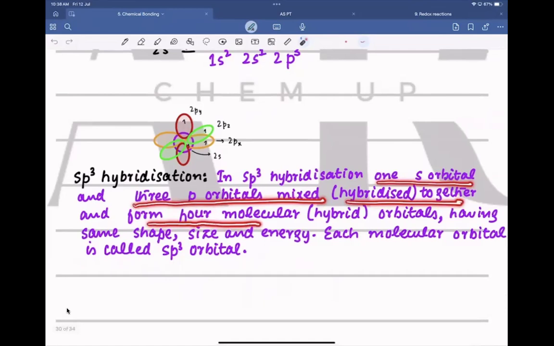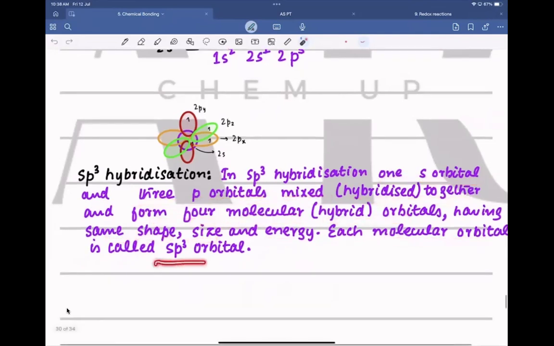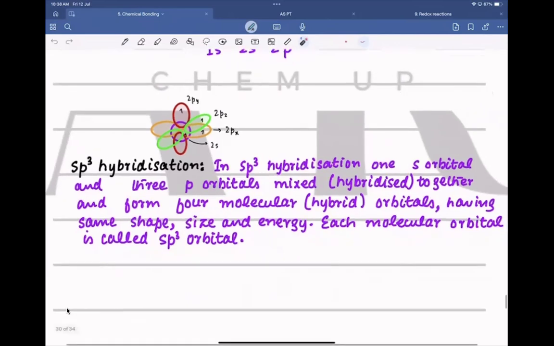So as a result, four new orbitals are formed, which we call hybrid orbitals, and all of them have the same shape, size, and energy. And that's why we call them sp3 orbitals, because there is one s orbital and 3p orbitals in those hybrid orbitals. Is this understandable? Yes, sir.